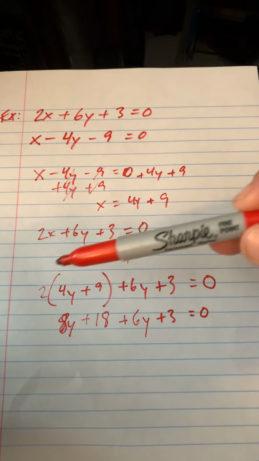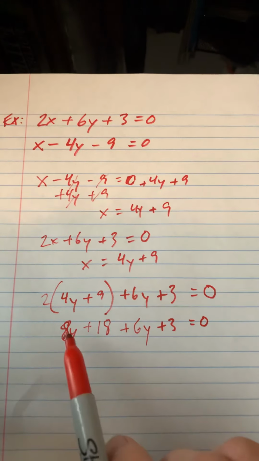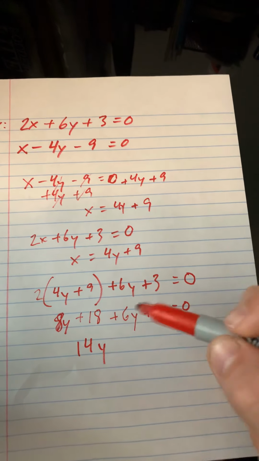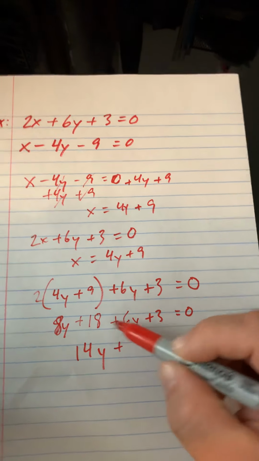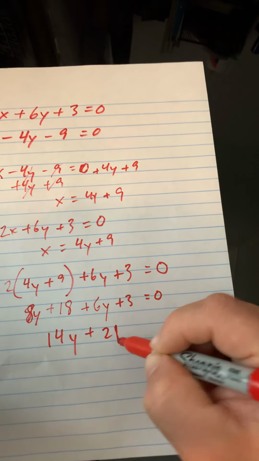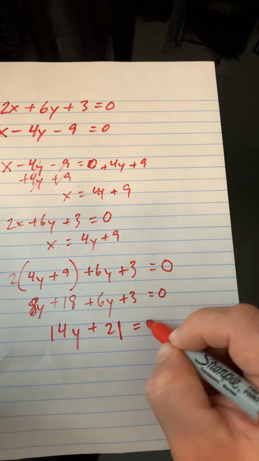So 8y plus 18 plus 6y plus 3 equals 0. Okay, so let's make sure we did it right. We got 8y plus 18 plus 6y. Now let's go and combine our like terms. That's going to be 14y plus 21 equals 0.